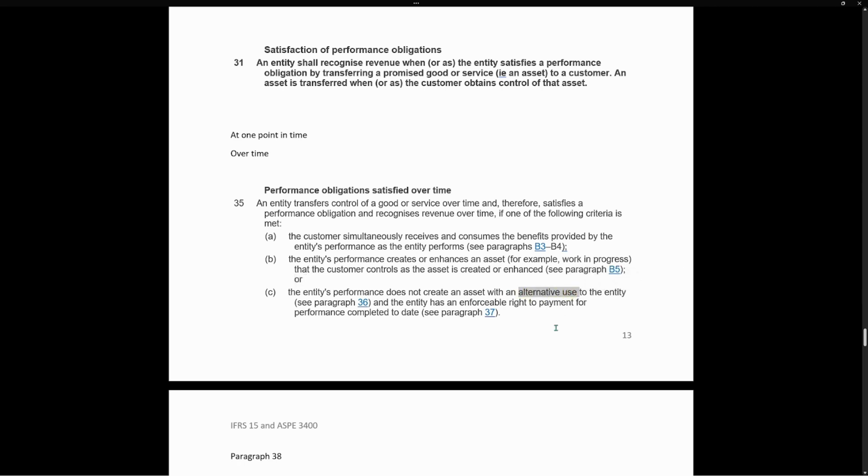It's very important. Like a company is making for a customer a very specific and customized boat. And if the customer says, I don't want this, the entity cannot sell it to another customer. There is no alternative use for the entity. Does not create an asset with an alternative use. If one of these items is met, then you will say that, okay, the performance obligation is satisfied over time.